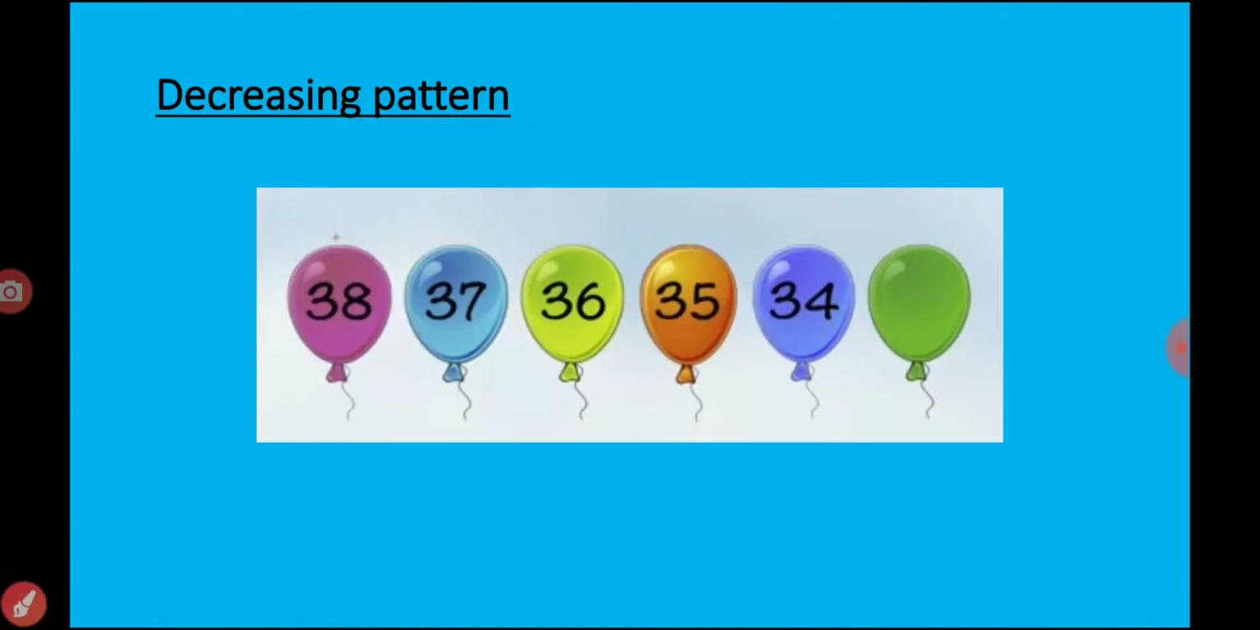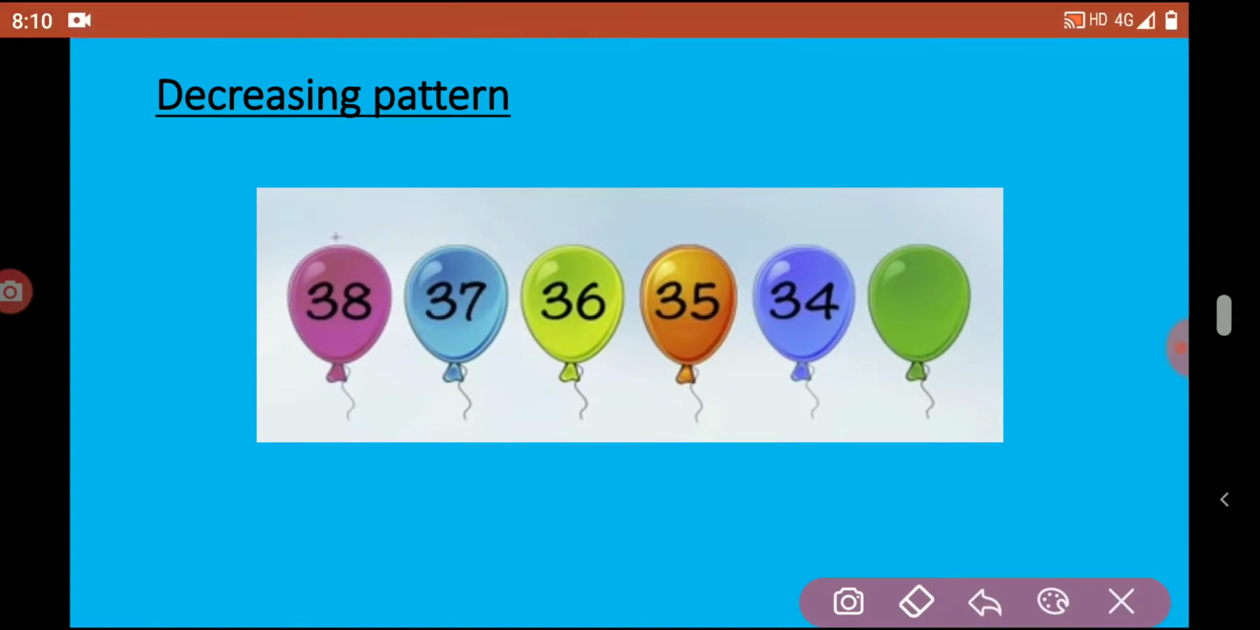Now with decreasing pattern. In decreasing pattern, numbers decrease in a definite order. Here numbers decrease from 38 to 37, then 36, 35, 34 and it follows some rule. Let's take a look. 38, then 37. If we subtract 1 from 38, the answer is 37.